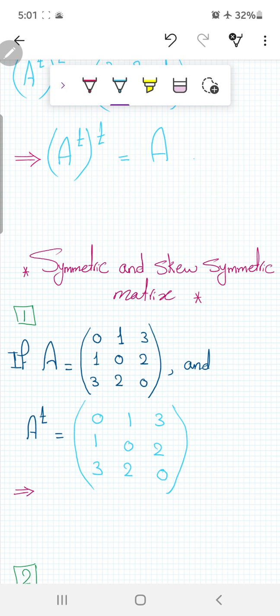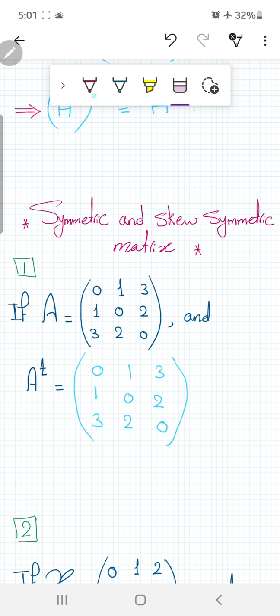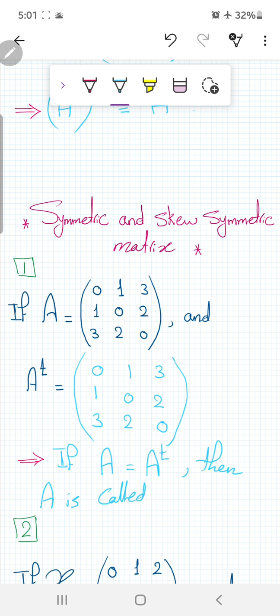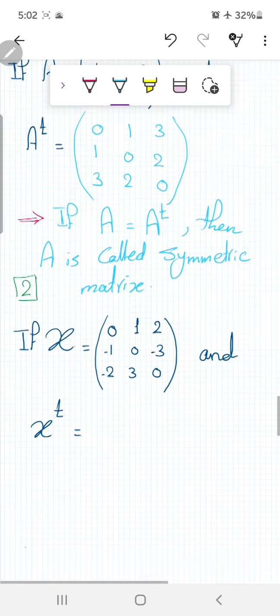Okay. What did you notice? Here we have A transpose equals A. So if we get A equals its transpose, then A is called a symmetric matrix. Okay, let's take another one.